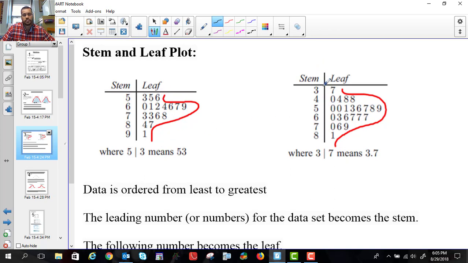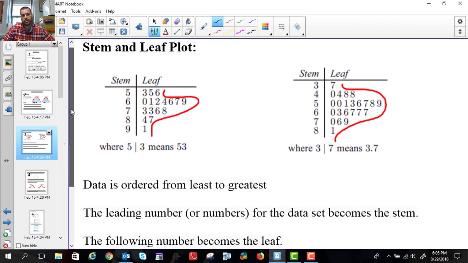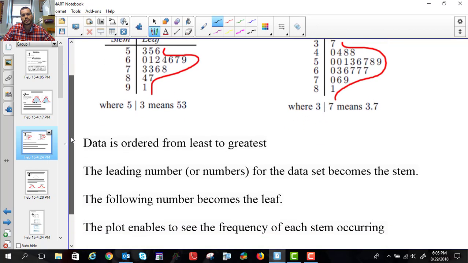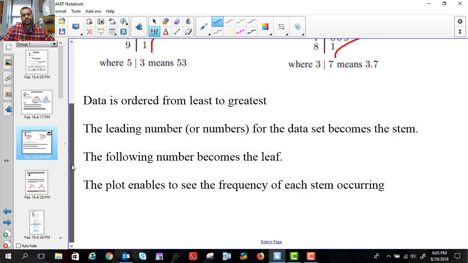In this case, you can have a stem and leaf plot very similar, except that in this case, this is a decimal point. So it's 3.7, 4.0, 4.4, 4.8, 4.8, and so on. So you order the data from least to greatest, and then you pick a leading number, or you could pick leading numbers. If you're in the 500 and something range, you might want to put 50 here, and then 501, 502, 503, and so on. It's up to you what your stem is and what your leaf is. But generally speaking, the first number is the stem and the other number is the leaf.